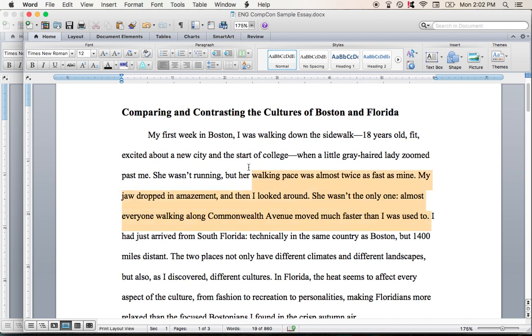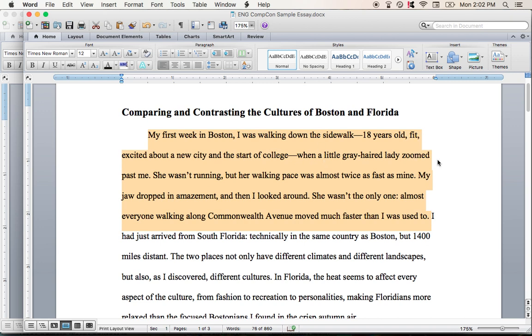So, what is the beginning of this introductory paragraph? What do we call it? It's the same thing as in your persuasive essay. This is the hook. This is the very beginning of the essay that helps to capture the reader's attention and make them interested so they want to keep reading. And of course, it also has to be related to your topic.